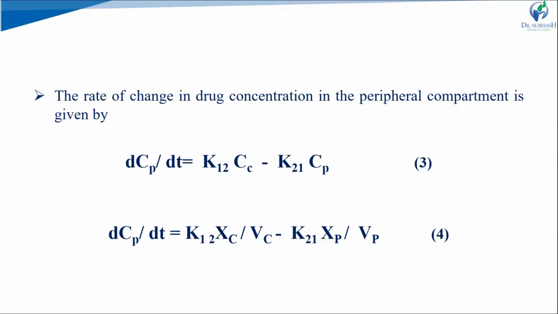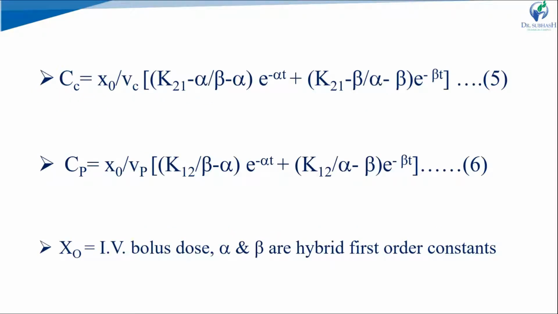Now the rate of change in drug concentration in the peripheral compartment. We found the previous one for the central compartment; similarly for the peripheral compartment, dCp/dt = K12 Cc - K21 Cp. Converting with X = Vd × C, dCp/dt = K12 Xc/Vc - K21 Xp/Vp. Now we integrate both equations, for the central and peripheral compartments.